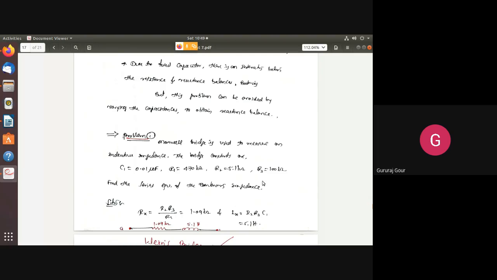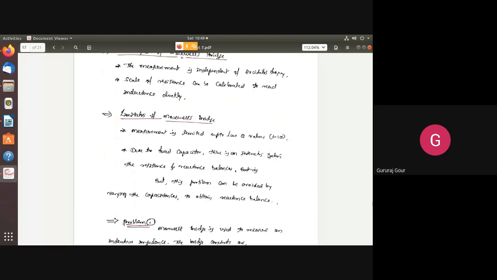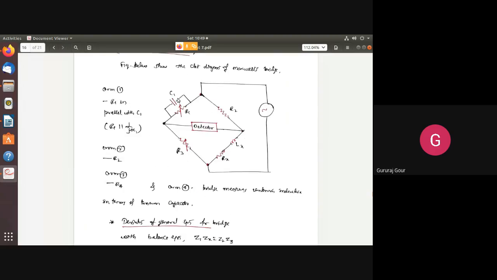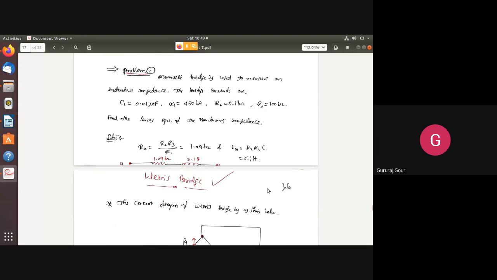So let us consider another problem related to the Maxwell bridge. All the values are given here. The problems based on the bridge are very simple. The only thing you should ensure is which arrangement or pattern we are following for all the bridge arms. Accordingly, you have to get the bridge balance equation and use the correct formula here. You can substitute; I have directly given you the answer here, you can work it out.